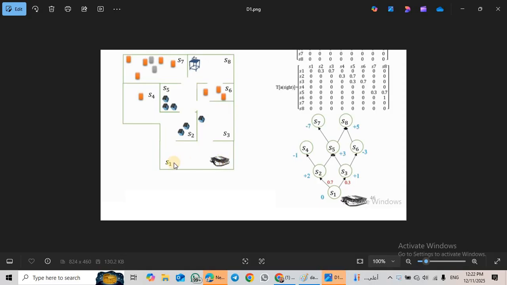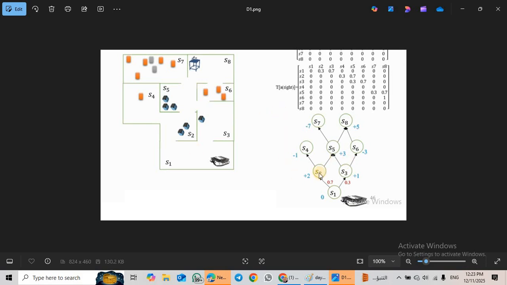Suppose this robot is at state S1, here S1, and it makes a transition to S3 or a transition to S2, with probability 0.7 on the left or transition probability 0.3 at the right. All these have the same probability. This is 0.7, this is 0.3, 0.7, 0.3, and so on.